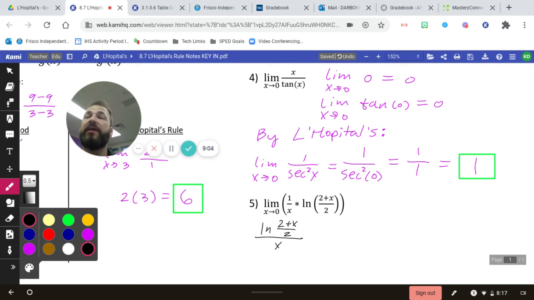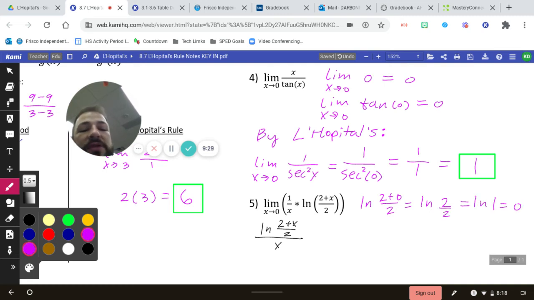It's still that something over something, numerator over denominator. So now let's plug into both of them and see if we get 0 over 0. Okay. So the natural log of (2 plus 0) over 2 is equal to the natural log of 2 over 2, which is equal to the natural log of 1, which is equal to 0. And then the limit as x approaches 0 of x — I forgot to write that one, so just add it up there — 0 is equal to 0. So we do still get that 0 over 0 for both of them.